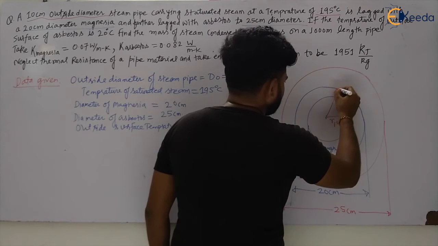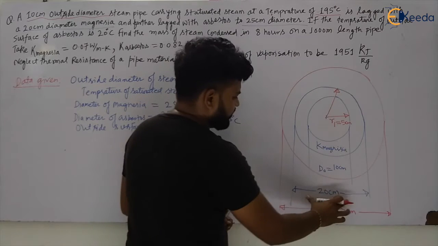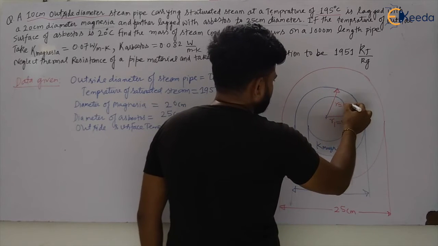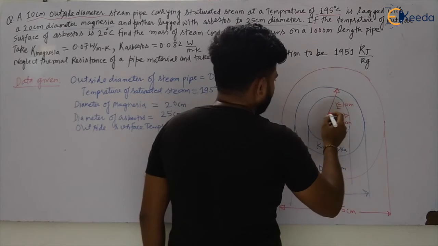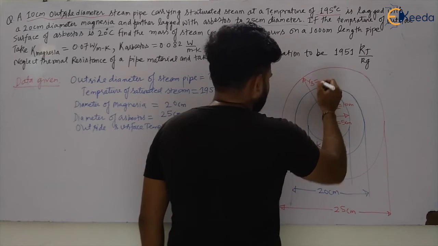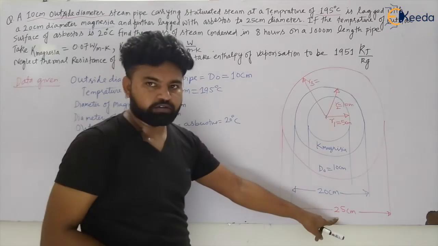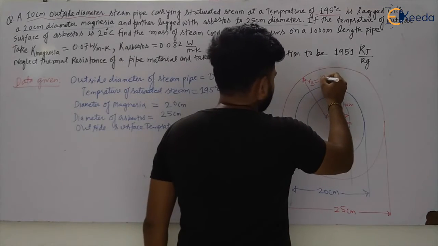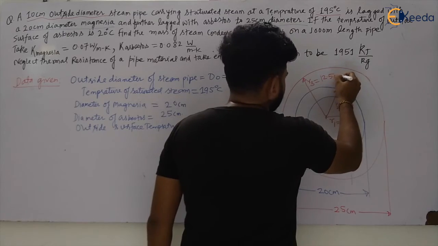Your R2 will be how much? This is 20 centimeter diameter, so the radius will become 10 centimeter, my dear students. That is your R2. So what will be your R3? R3 is 25 divided by 2, which will become 12.5 centimeter, my dear students.